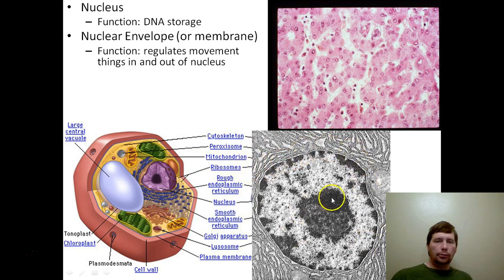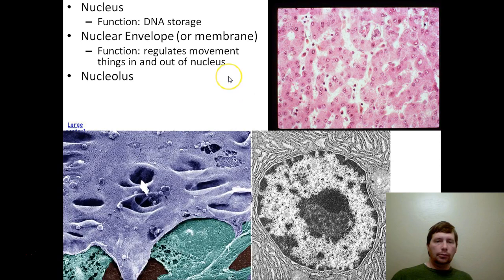This zoomed in picture of a nucleus you're looking at right here, this is the nuclear envelope on the outside. So this whole thing here is the nucleus. This layer on the outside, that's the nuclear envelope, and that's going to control what gets in and out of the nucleus.